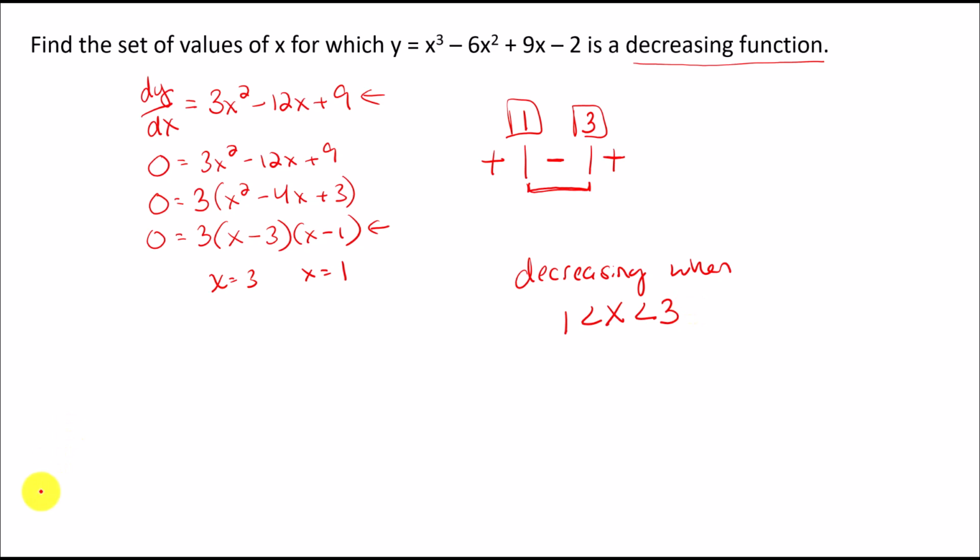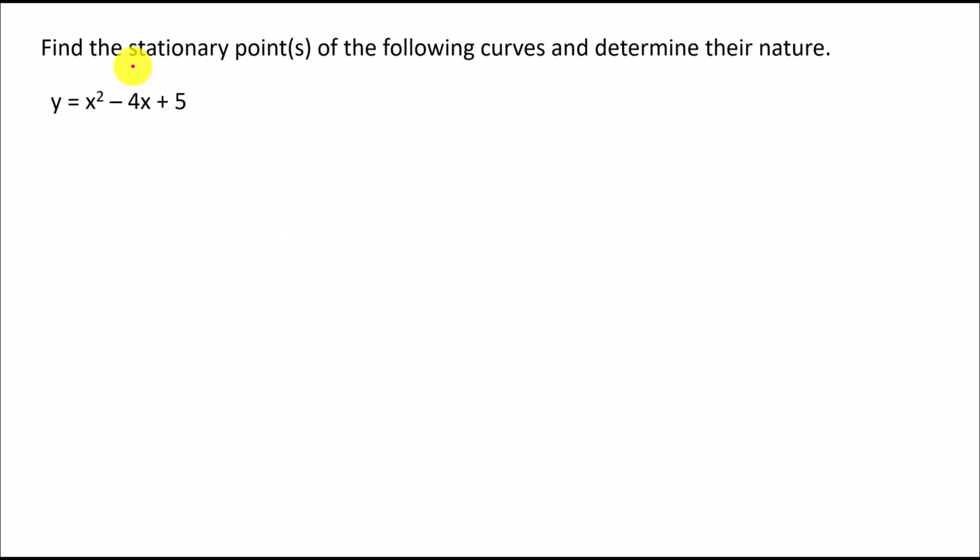Okay? Okay, on this one it asks us to find the stationary points of the following curve and determine their nature. And determine their nature just means, do I have a max or a min at that stationary point? So that's just a wording to get used to. So I want you to take a minute and pause the video, find the stationary points, and then determine if they're relative max or relative mins.